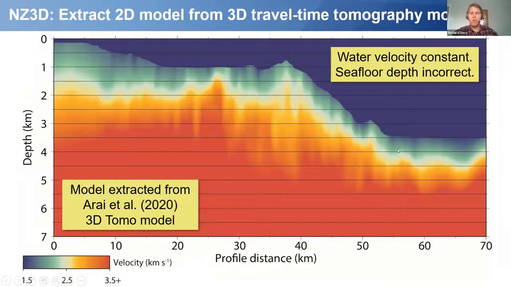Our rock velocity model comes from Rychert's tomography model. We take a slice which is coincident with our line, but there are some things about his tomography model which aren't good enough. He has a constant water velocity and a seafloor depth which is going to be incorrect. But we also have this nice rock velocity starting model, so we smooth that out a bit and use that.